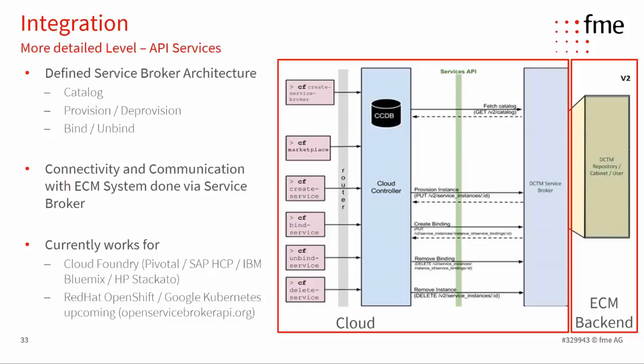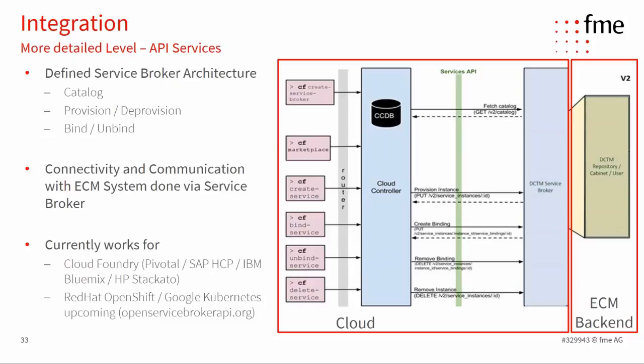Pivotal Cloud Foundry is the commercial product here. Some of you may have more to do with SAP. The SAP HANA Cloud Platform is also based on Cloud Foundry, as well as IBM Bluemix and Hewlett-Packard Stackato. These platforms are all based on the same technology stack. It's Cloud Foundry. And we have two other technologies here, Red Hat OpenShift and Google Kubernetes.